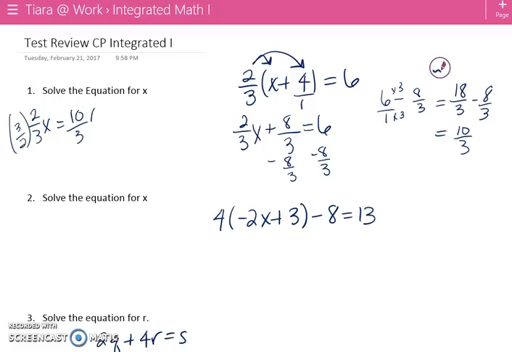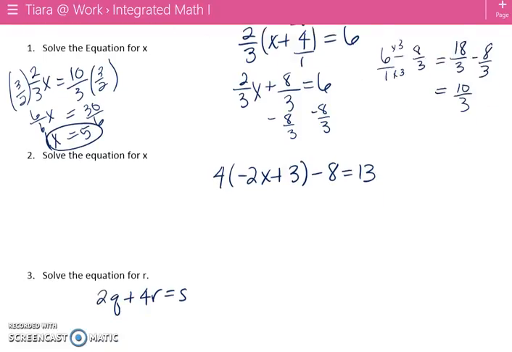So in order to get rid of 2/3, I'm going to take the reciprocal and multiply it on both sides. Why does that work? Because over here I will get 6/6 x, which is just 1x, and on this side I will get 30/6. But 30/6 is just 5, so the answer should be 5.